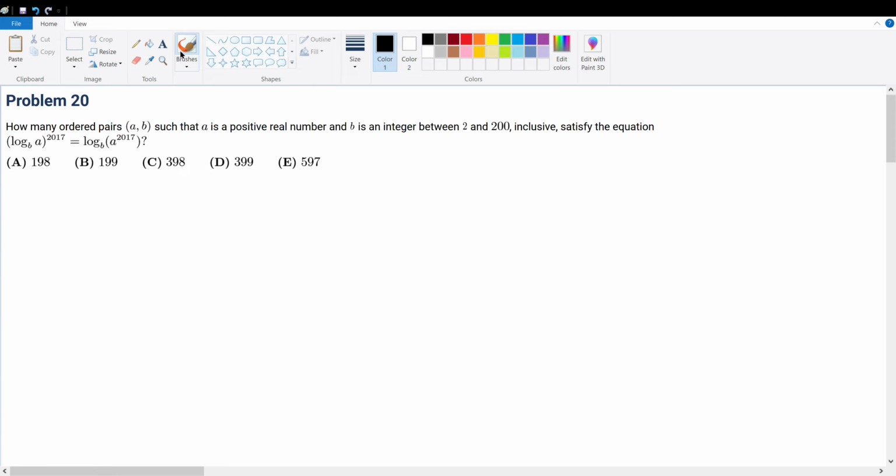Problem 20. How many ordered pairs (a, b) such that a is a positive real number and b is an integer between 2 and 200, so b is within 2 and 200, satisfy the equation? Well, first thing to notice here is that the minute I read this, I think of log base b of a, because we all share this term.